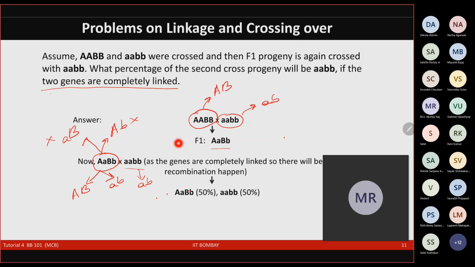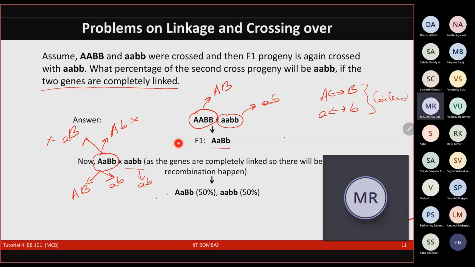But since the two genes are linked, it means that capital A and capital B always go hand in hand. Small a and small b always go hand in hand. So this is what linked means. Could you please explain in a chromosomal manner what was happening?